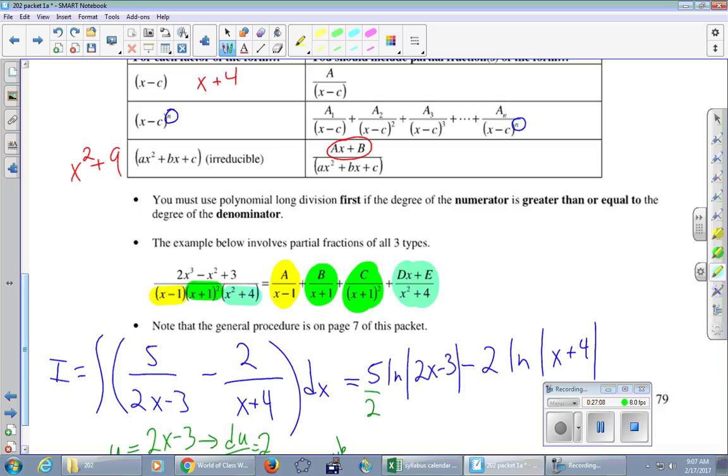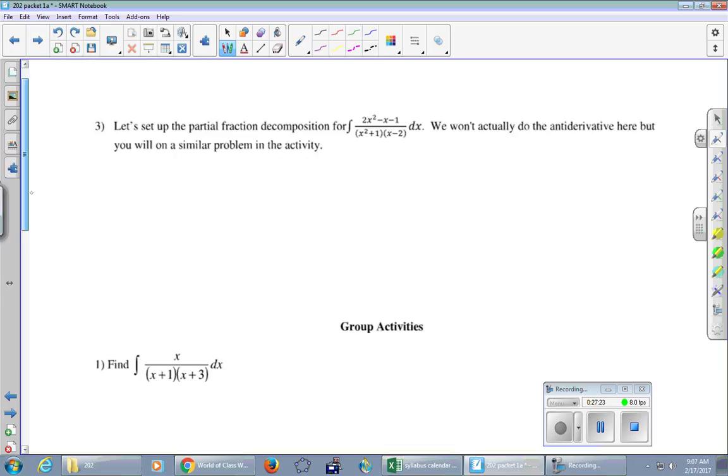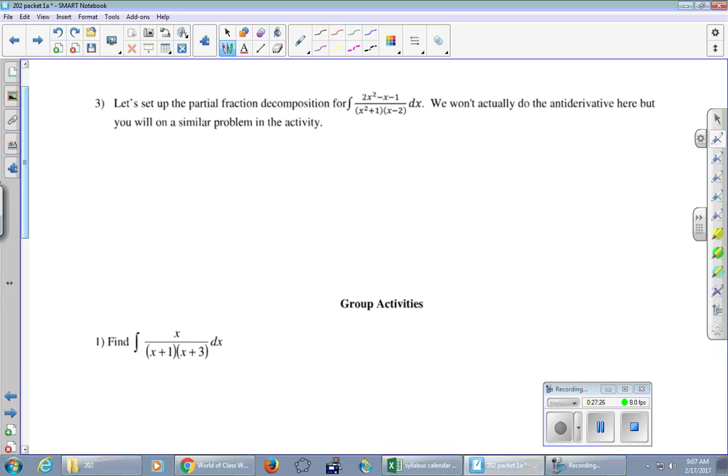Okay, on the next page, it says we're just going to set up this one. We're not actually going to do the antiderivative, but we'll set it up. So again, ignore the numerator, just start with the denominator. I see x squared plus 1 and x minus 2. Let's write the original fraction here just so we've got it all out. Okay, x squared plus 1.